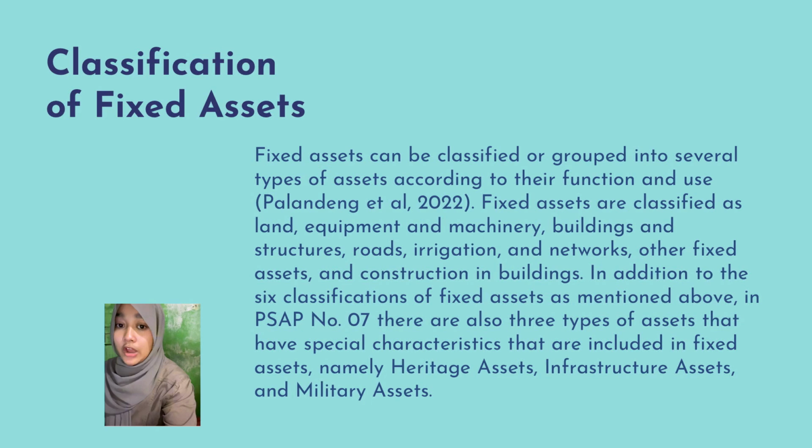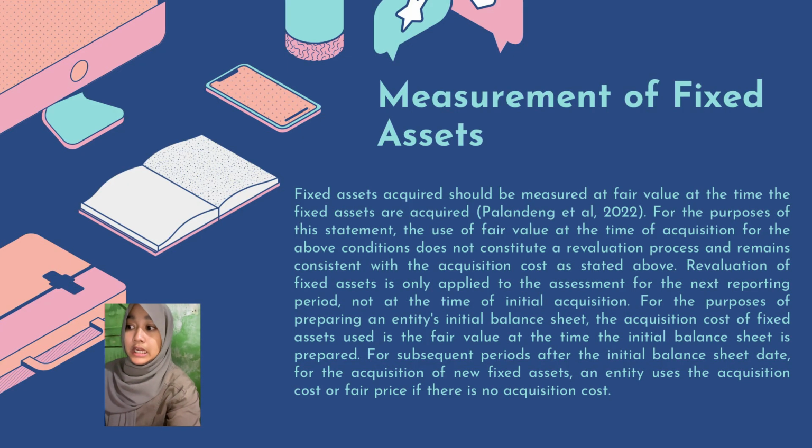Next is classification of fixed assets. Fixed assets can be classified or grouped into several types of assets according to their function and use based on Palending 2022. Fixed assets are classified as land, equipment, and machinery, buildings and structures, roads, irrigation, and networks, other fixed assets, and construction in buildings. In addition to the 6 classification of fixed assets, as mentioned above in PSAP number 7, there are also 3 types of assets that have special characteristics that are included in fixed asset, namely heritage assets, infrastructure assets, and military assets.